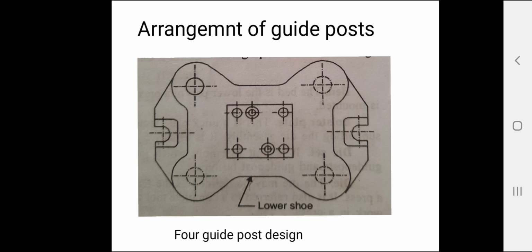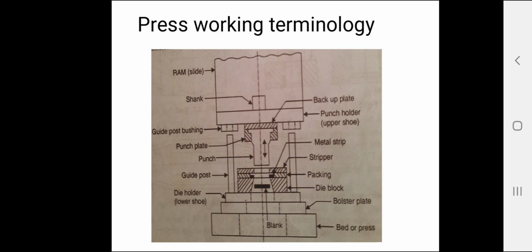Now, how to select a press? The factors which should be considered while selecting a press for a given job are the overall work size, the stock thickness and materials, the kind of operation to be performed, the power required and the speed of operation.